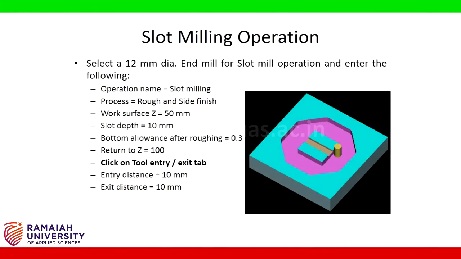Slot milling operation. Select machining, milling, slot mill and click on new tool in the dialog box that appears. Select a 12 mm dia end mill for the slot mill operation and enter the following. Operation name, slot milling, process, rough and side finish, work surface Z equal to 50 mm, slot depth equal to 10 mm, bottom allowance after roughing equal to 0.3, return to Z equal to 100.